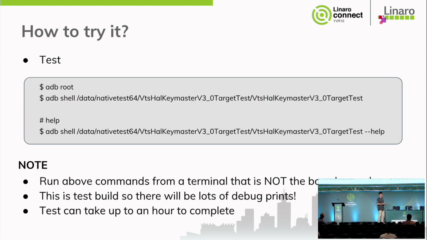Okay. So to test this, you just execute adb root and then run the VTS test suite. We're not running it through the VTS interface, so we're just running it as the gtest standalone unit. You just run it with the path to the executable, which is /data/nativetest64/VtsHalKeymaster.